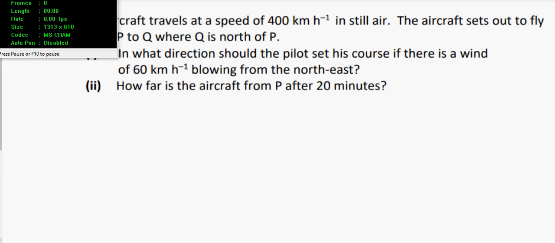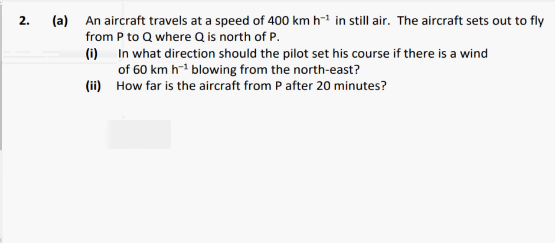Now, an aircraft travels at a speed of 400 kilometers per hour in still air. The aircraft sets out to fly from P to Q, where Q is north of P. Okay? Now, just remember a really basic example.